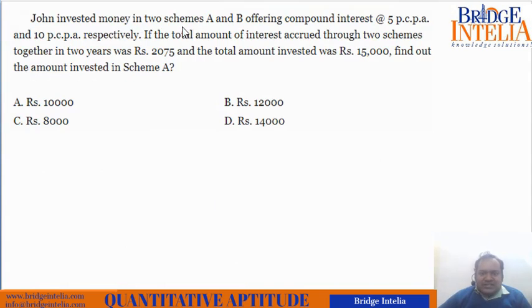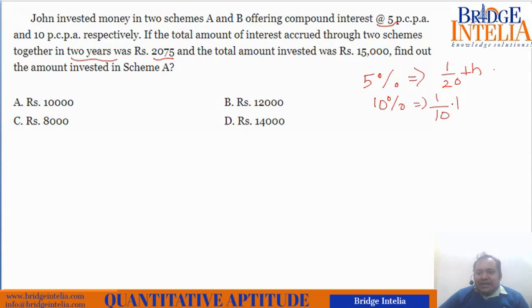So John invested money in two schemes, A and B, offering compound interests at 5% and 10% respectively. If the total interest accrued through these two schemes together in 2 years is equal to this much. So two different rates: 5%, which is equal to 1 by 20th of anything, and 10%, which is equal to 1 by 10th of anything, and time is equal to 2 years.